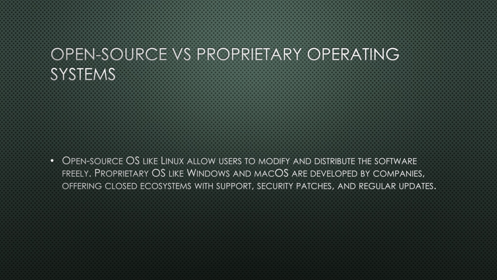Open source versus proprietary operating systems. Open source OS like Linux allow users to modify and contribute to the software freely. Proprietary OS like Windows and macOS are developed by companies, offering closed ecosystems with support, security patches, and regular updates.